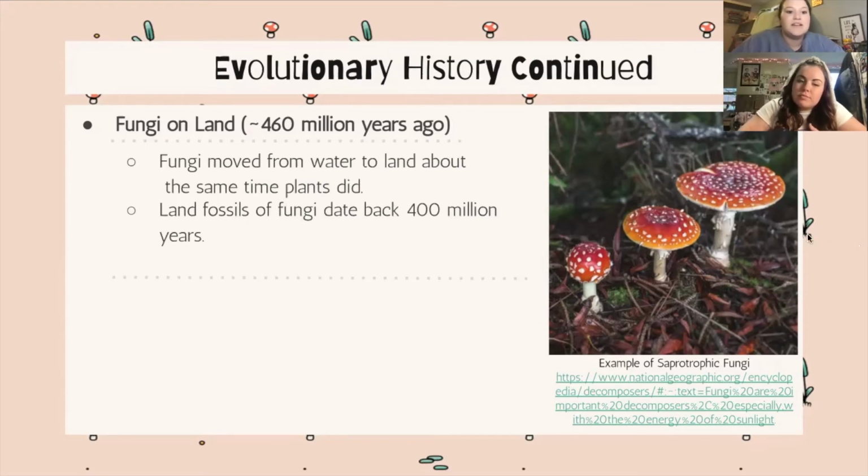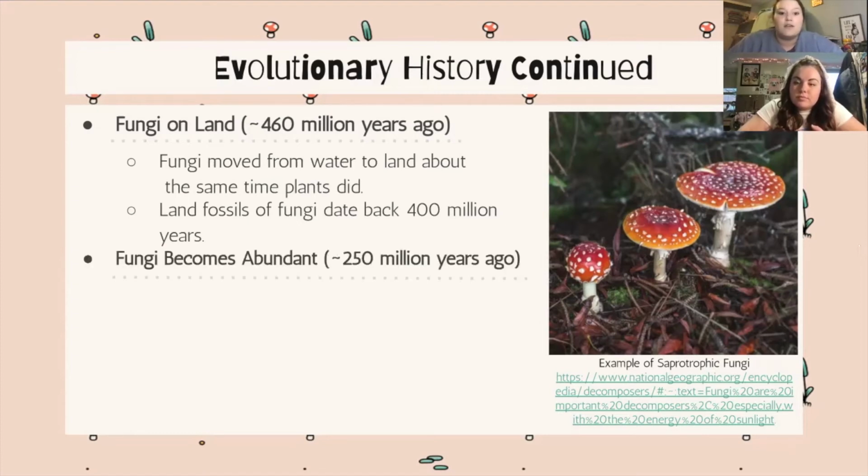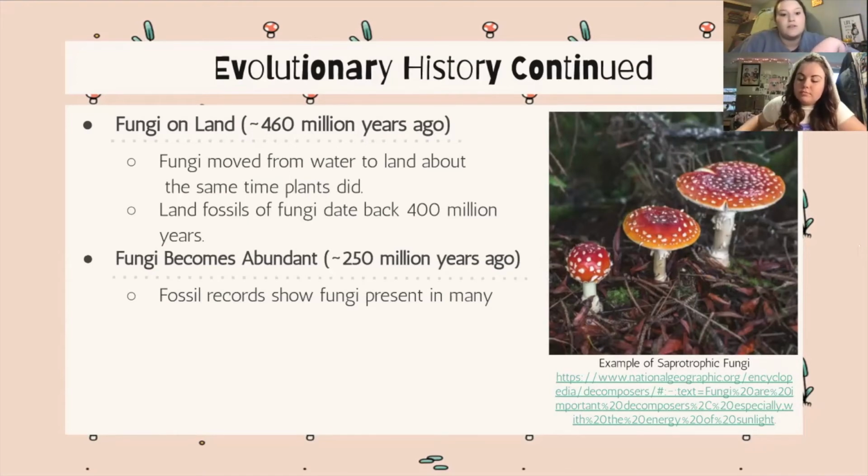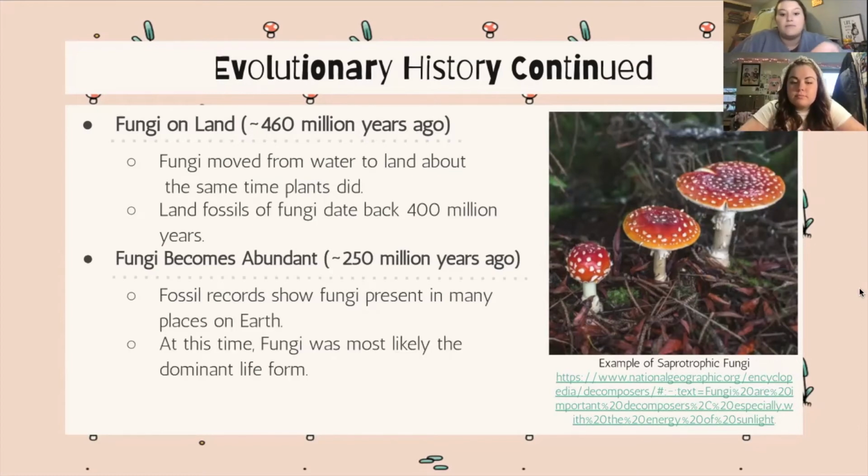Fungi moved from water to land about the same time as plants did. The land fossils of fungi date back 40 million years. And then about 250 million years ago, fungi becomes abundant. So around this time, we start to see more evidence of fungi across other areas in the world through rock and soil layers. We can tell that that's whenever they originated. At this time, fungi was also most likely the most dominant form of life on Earth.